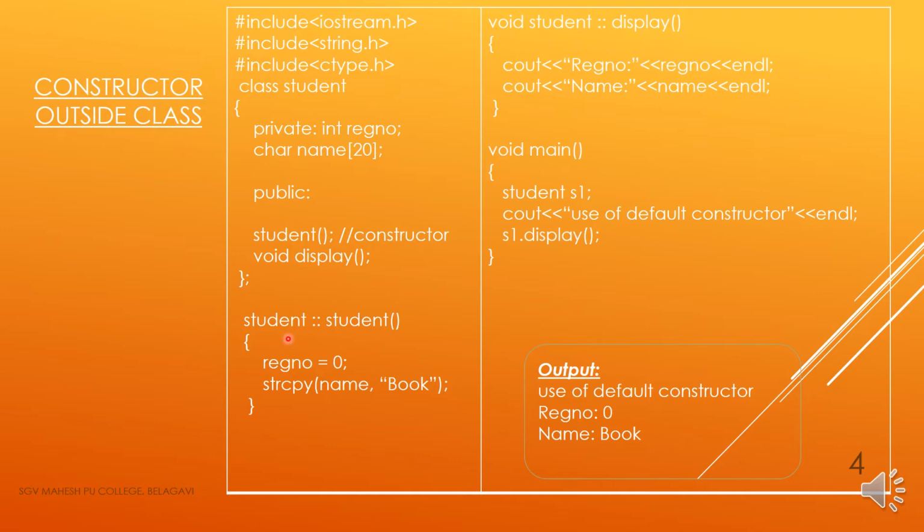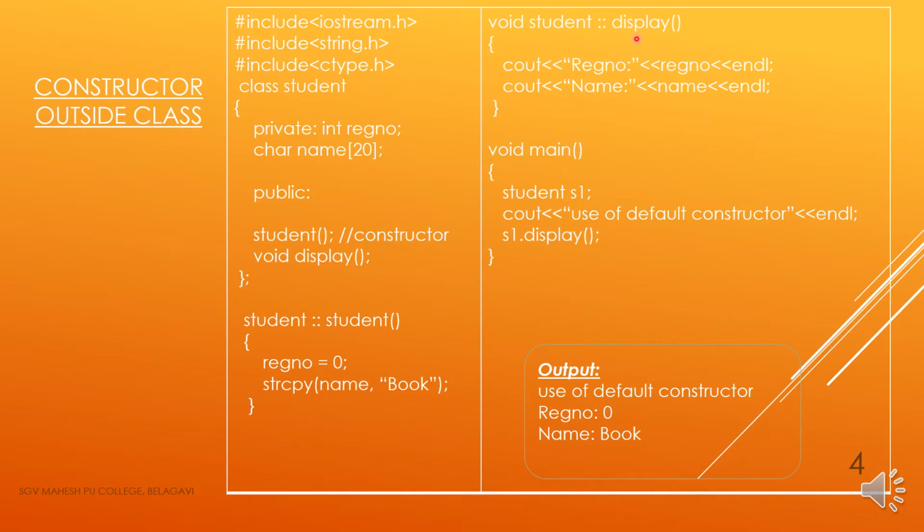Since you are defining student outside the class, I'm going to use the scope resolution operator. Then registration number, which is equal to 0. You can give any random values. strcpy, this is string copy. What I'm doing here, I'm trying to copy this book inside name. So that's why strcpy. When I use this strcpy, this function is present in the string.h header file.